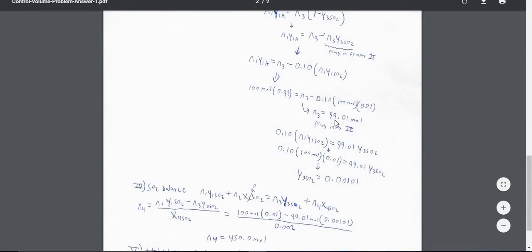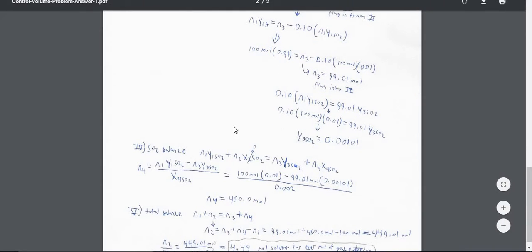Taking the SO2 split and the A balance together, we can then do some algebraic manipulations in order to isolate for N3, which we get is 99.01 moles coming out in stream 3, and then we can also solve for Y3SO2, so stream 3 is going to have 0.00101 of SO2 in it. That's the fraction of SO2 coming out of stream 3.